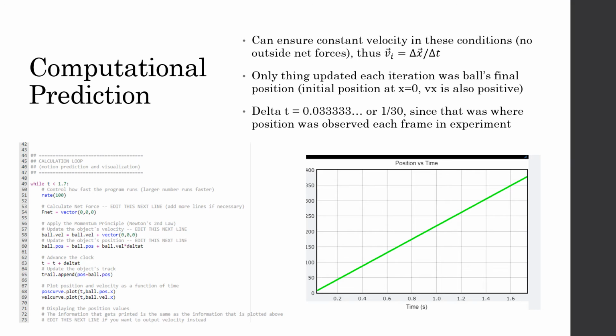For the computational prediction, we had the constant net force of 0, which led to a constant velocity. This only leaves us having to update the position of the ball, which is going to be the previous position plus the velocity times delta t. We use delta t as 1/30th of a second again. In addition, we started our initial position at x equals 0 and t equals 0. We also had the velocity going in the positive direction, which recreated the graph as seen below.